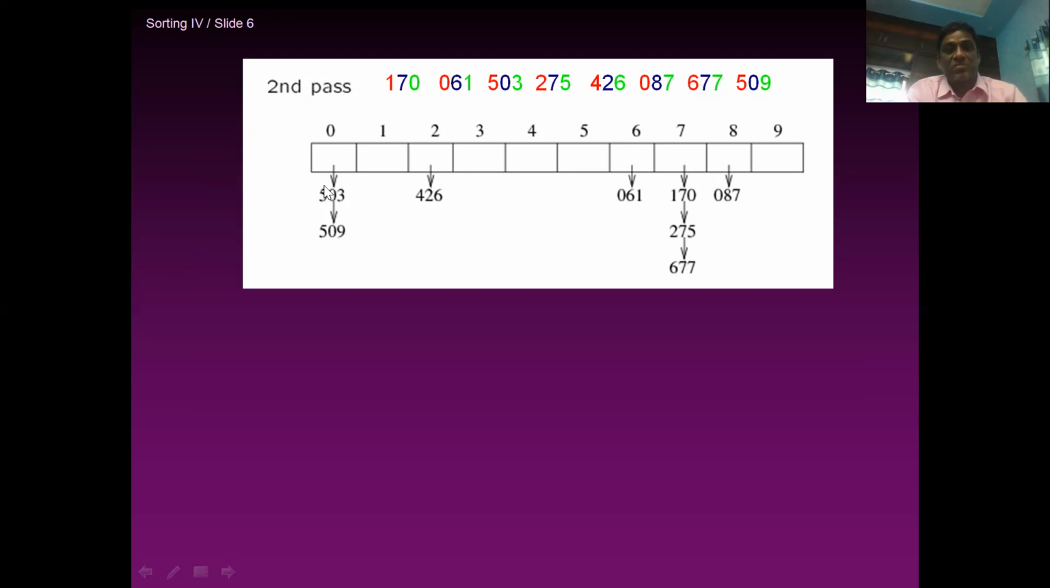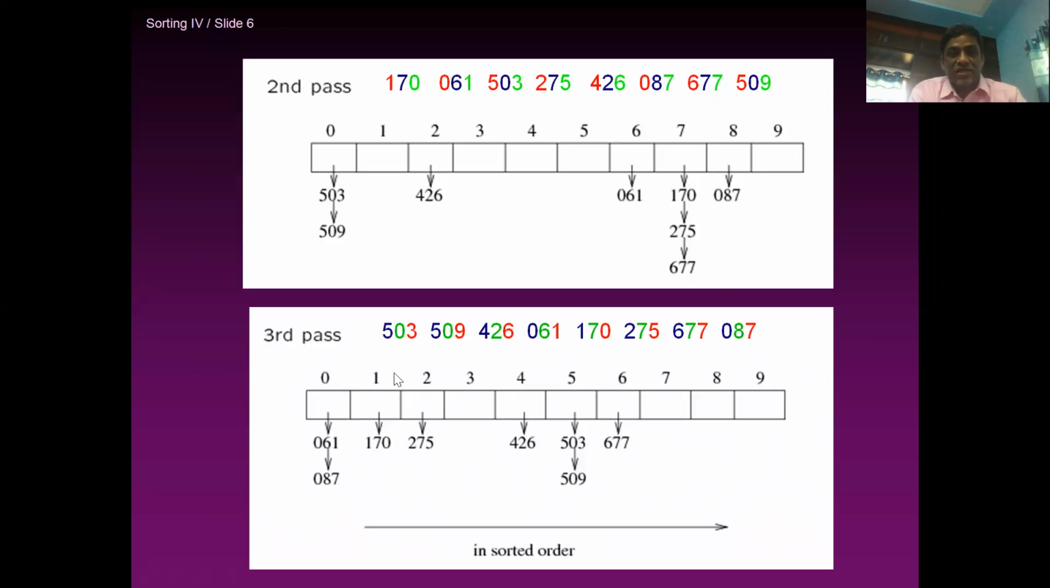Again, we take out these numbers in the order. What is that order? 503, 509, 426, 061, 170, 275, 677, 087. That is the list of elements. So if you observe, this is it. 503, 509, 426, 061, 170, 275, 677, 087. So we take out all the numbers in the same order from 0th bin to 9th bin. Okay.